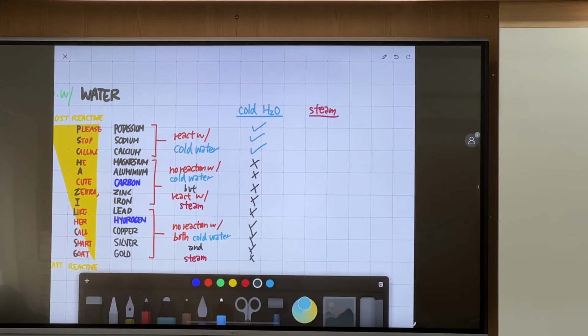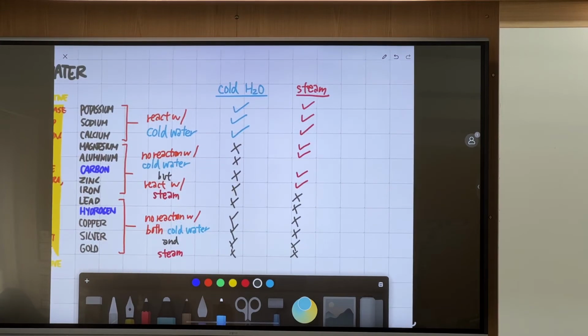But for steam, if potassium, sodium and calcium react with cold water, it will also mean that they react with steam. But the other metals, from magnesium, aluminium, zinc, all the way to iron, will only react with steam but not with cold water. And then we have the least reactive metals here, that will simply not react at all. So do you get this table here?